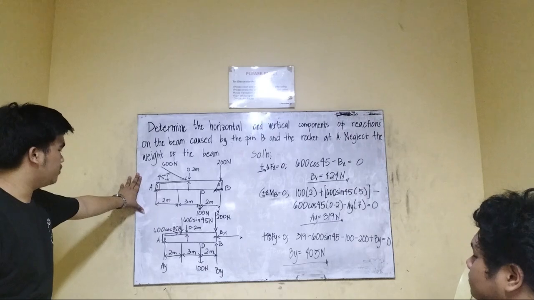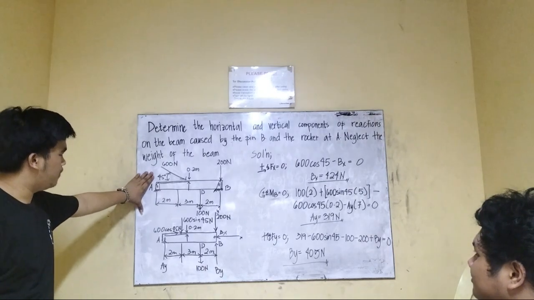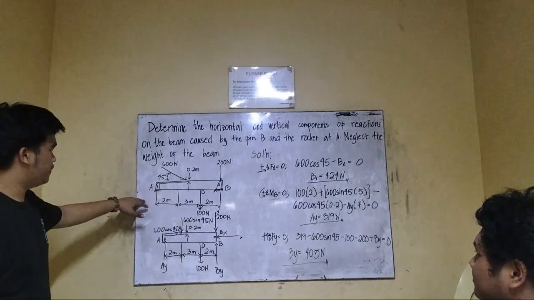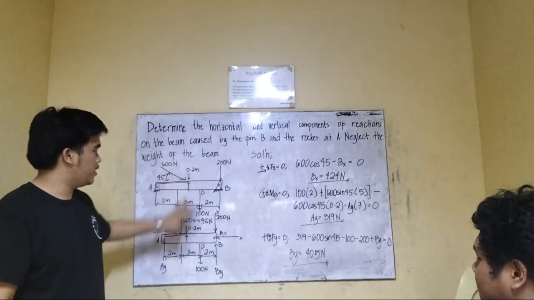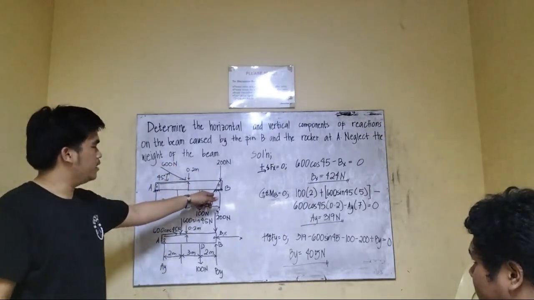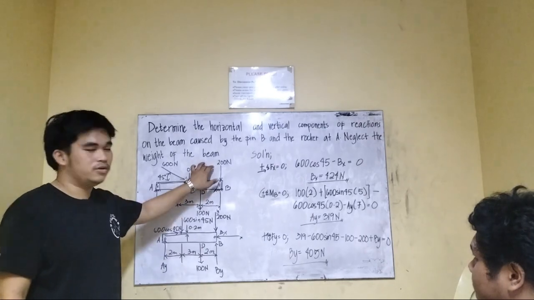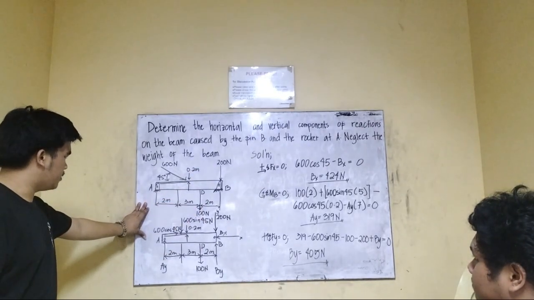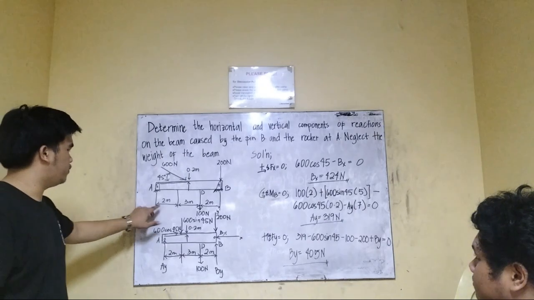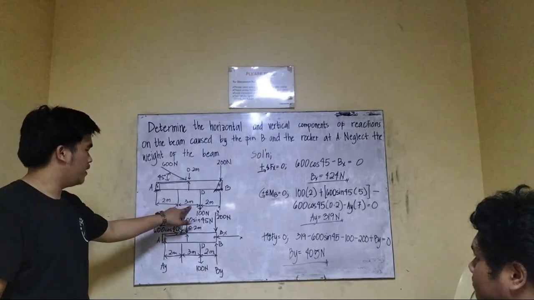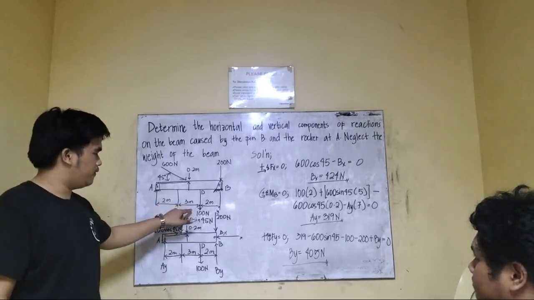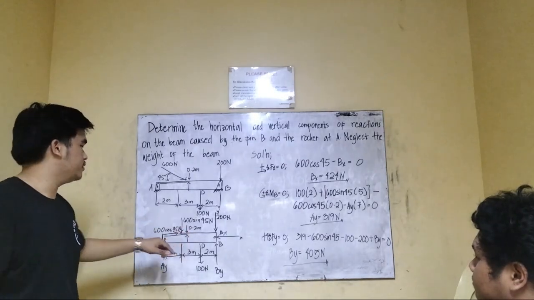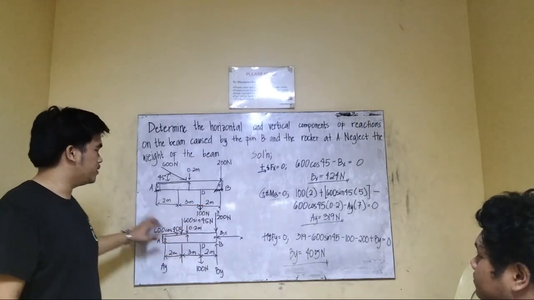The 600 Newton load has a 45 degree angle and a thickness of 0.2 meters. Then at the pin B, we have a load of 200 Newton. Then the distance of point A to D, we have 2 meters, 3 meters. And at point D, we have a load of 100 Newton going downward. Then a distance of 2 meters.